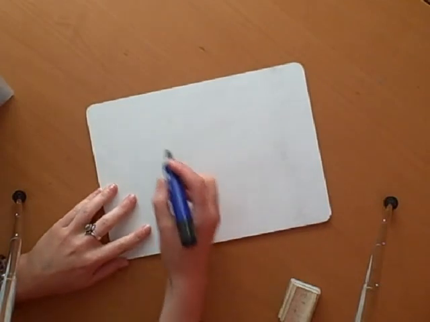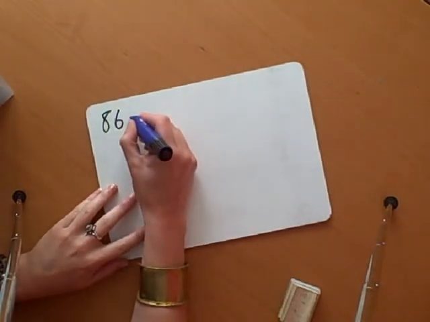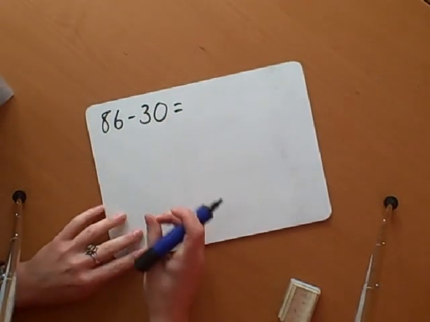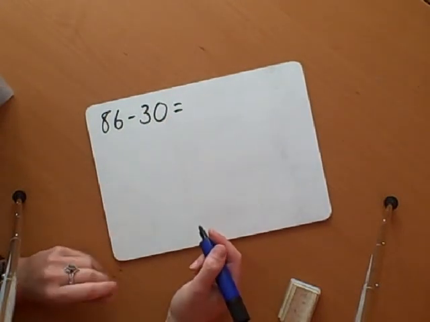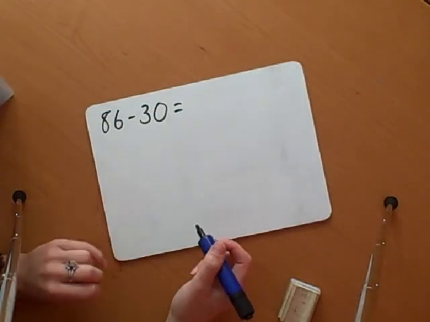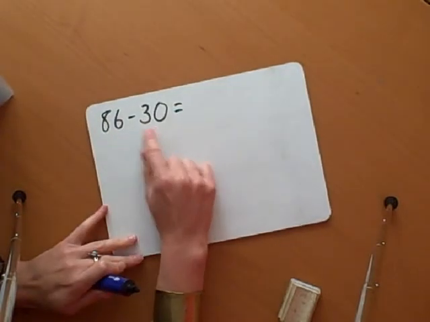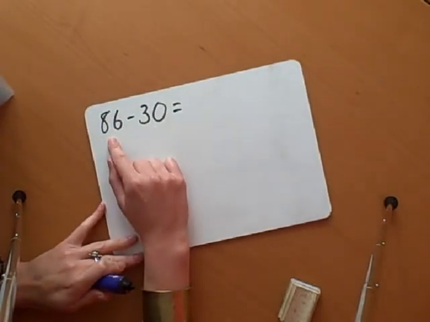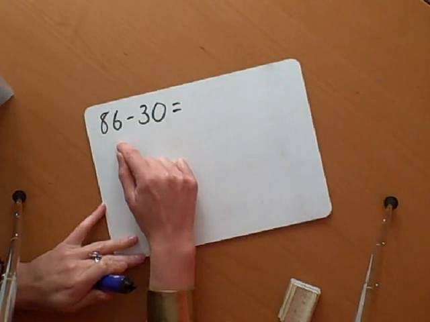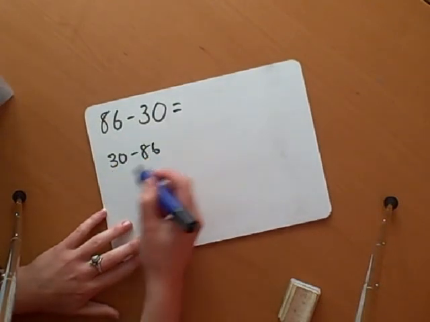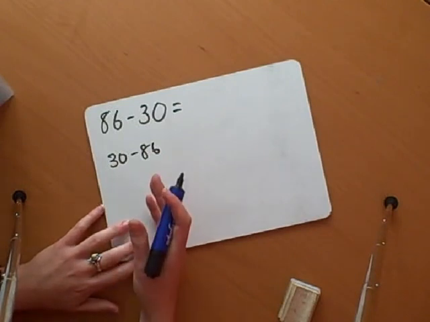When the children have a calculation like 86 subtract 30, what we expect them to do is to count back in tens. Children need to understand what subtraction is. They need to understand that they're taking this number away from this one. Sometimes you might see children writing down subtractions such as 30 take away 86. And they need to understand why that's not possible.